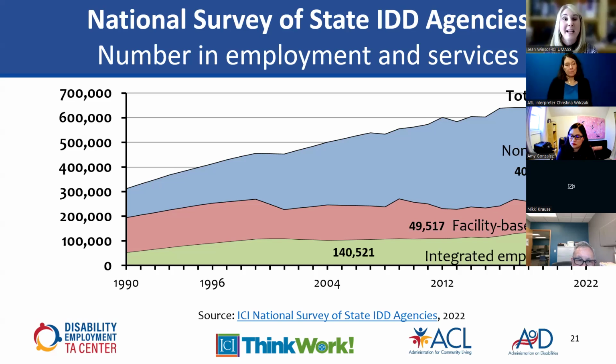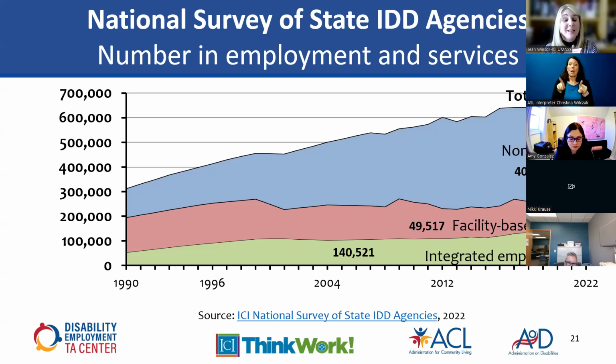This next slide comes from the ICI's National Survey of State IDD Agencies, and it's looking at the number and percentage in integrated employment services. And this data goes back to 1988. There's a couple of really important pieces here that I like to point out. One of which, this has been a cumulative slide. So if you look in 1990, there's a little more than 300,000 people nationally receiving an employment or day service from their state IDD agency. Shortly before 2020, that number peaked over 600,000. We saw a little bit of a dip, and now we're seeing that number increase again. In 2022, it was almost back up to 600,000 individuals receiving a day or employment service.